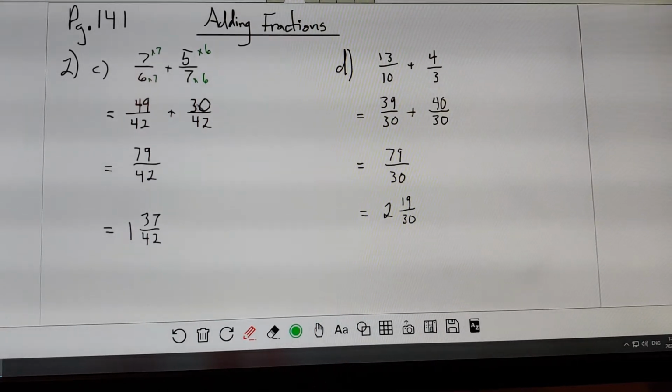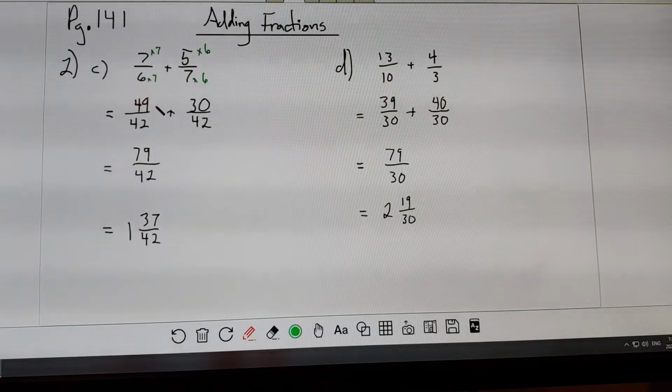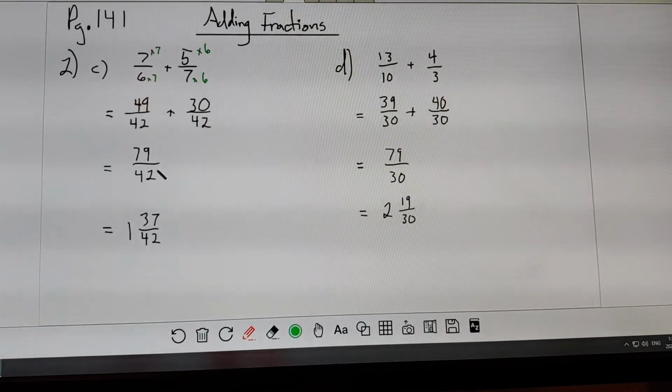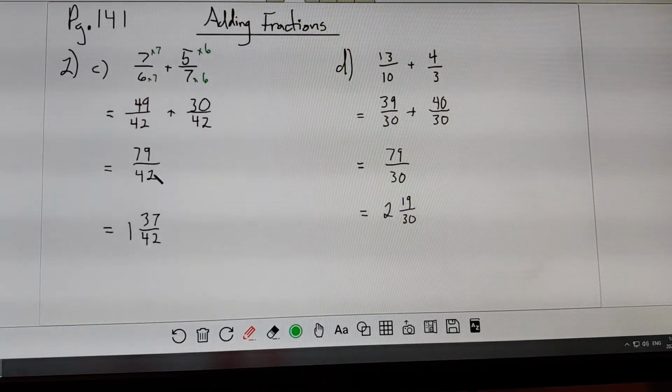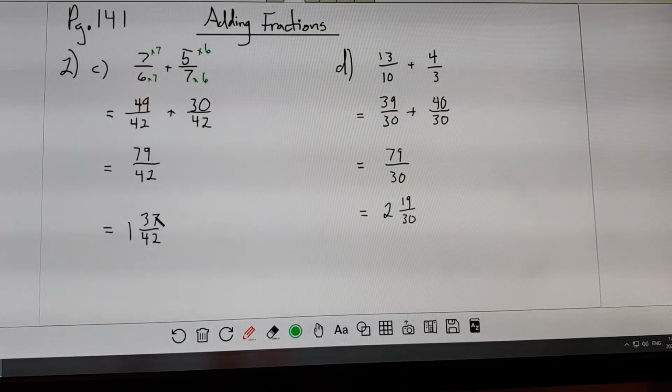Now we can add the numerators. So 49/42nds plus another 30/42nds gives us 79/42nds. Improper fraction, so we want to put that back into a mixed number in lowest terms. So we want to see how many groups of 42 will fit into that, and it just goes once. And then after we take a group of 42 out of this, we're left with 37 more.